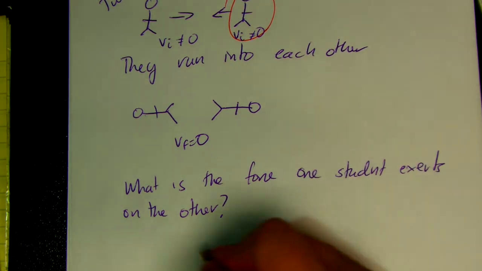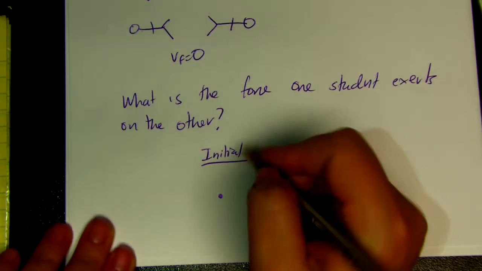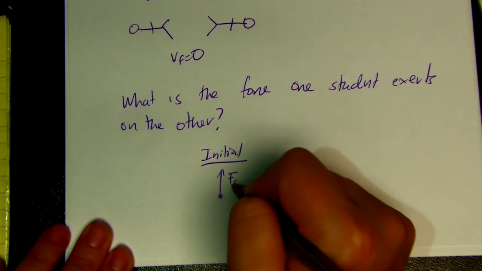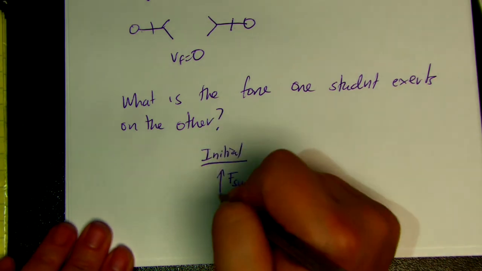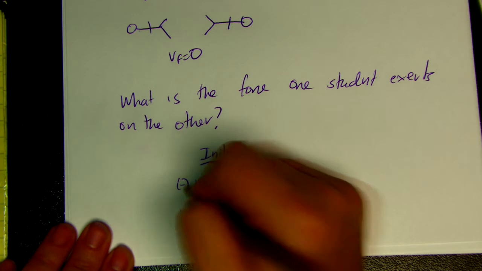And so at the initial interaction, we're going to use the point particle model. So all of his mass is concentrated into a point. We would have the force from the sidewalk pushing up, the force of gravity pulling him down, and then he has velocity in the negative x direction.